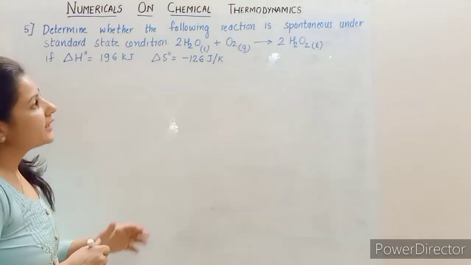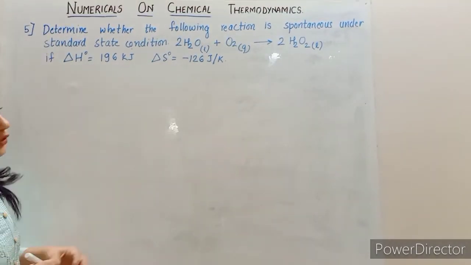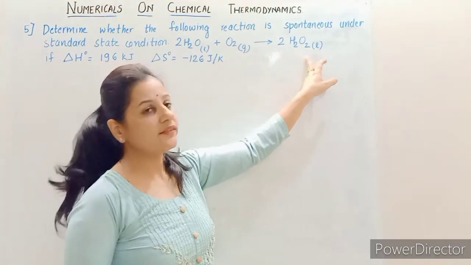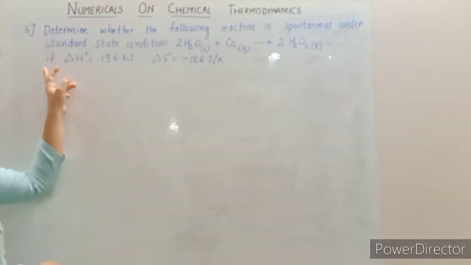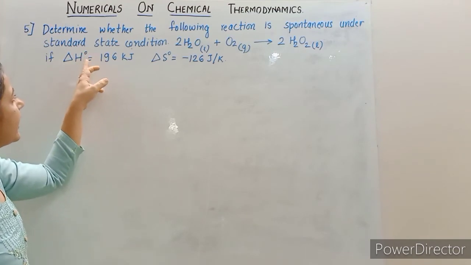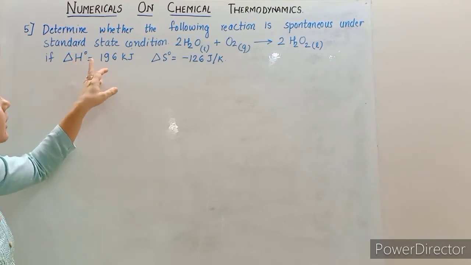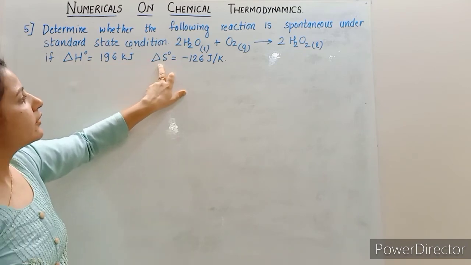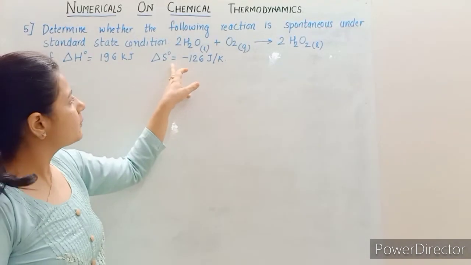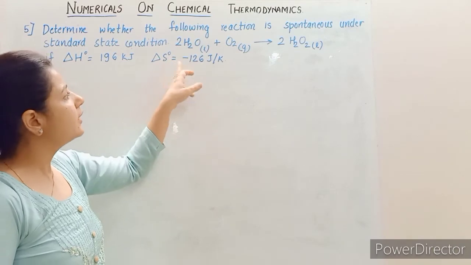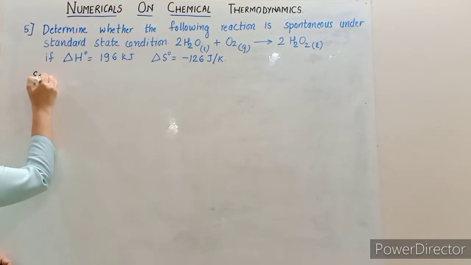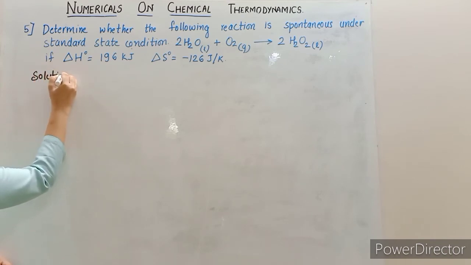Determine whether the following reaction is spontaneous under standard state of condition. Twice H2O liquid plus O2 in the gaseous state gives you twice H2O2 in the liquid state. And the given values are, delta H standard, means the standard enthalpy for the following reaction, is 196 kilojoules, and the standard entropy is minus 126 joule per Kelvin. Okay, so in this case also what will happen?